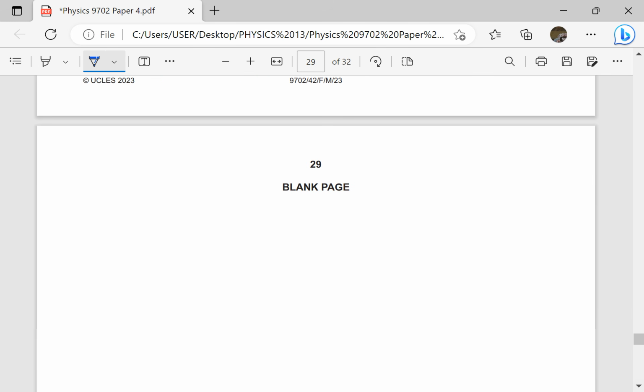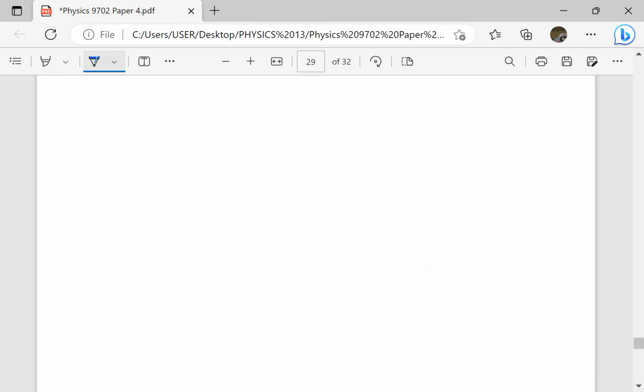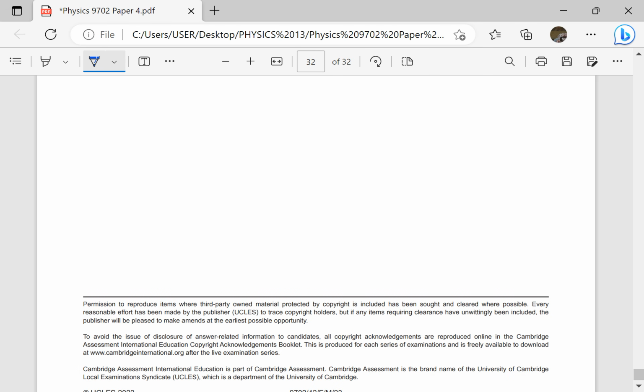I think that marks the end of paper 4. Pages 29, 30, 31 and 32 are blank pages. I hope I've tried my level best.